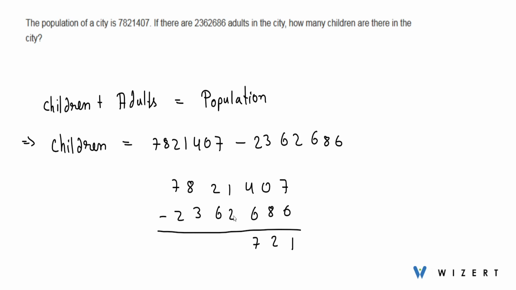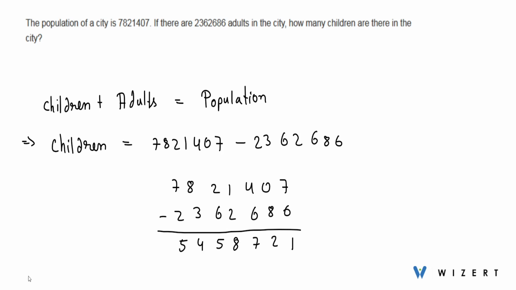So 1 minus 3 will give us 8. Again we have 1 as a carry, so add that carry to 6, so 6 will become 7. So 2 minus 7, so 2 will get converted to 12, so 12 minus 7 will be 5. Again we have 1 as a carry, so add that carry to 3, so 3 will become 4. Now 8 minus 4 will become 4, and 7 minus 2 will become 5.